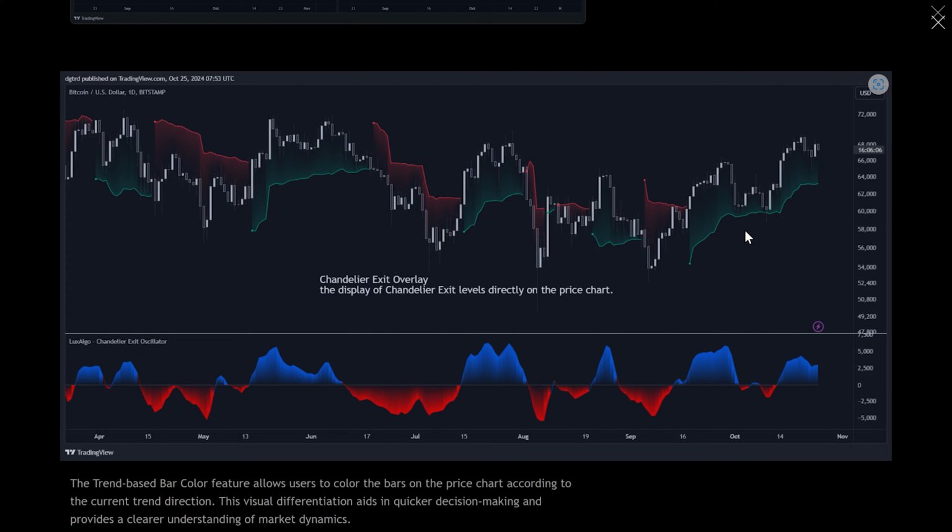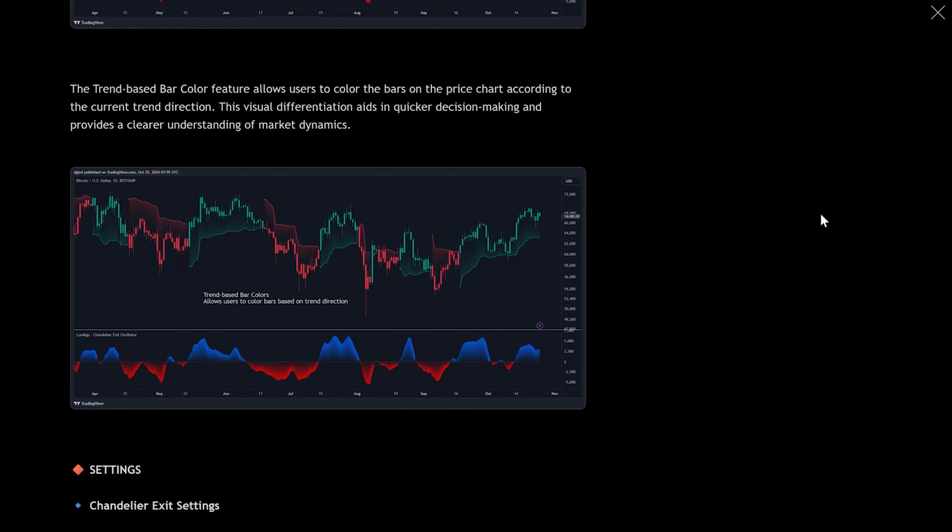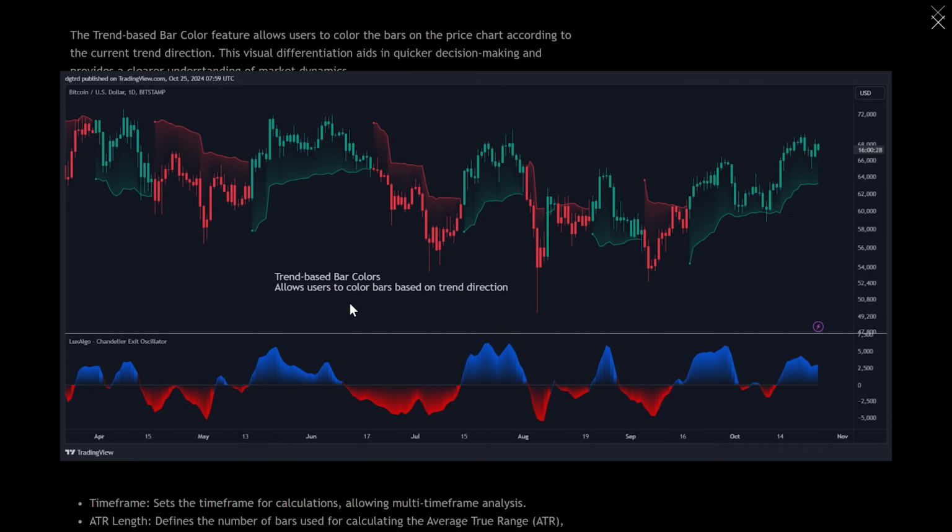We're going to go over what this indicator is, how to set it up, and I'll also show you 5 different ways you can use it in your trading.